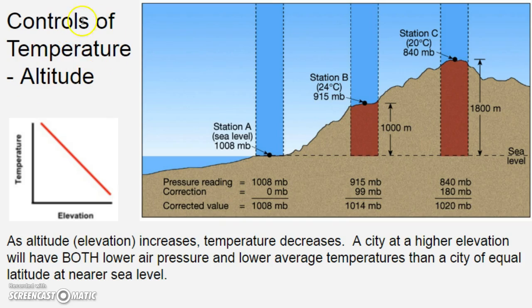So let's look at altitude or elevation. This is one of the controls of temperature. As altitude increases, the temperature decreases. A city at a higher elevation will have both lower air pressure and a lower average temperature than a city of equal latitude near sea level. As I rise in the air, just like we know from our troposphere, it gets cooler, so cities at elevation are going to be cooler. This is showing you not only pressure in millibars, but our temperature in degrees Celsius. Temperature is directly related to elevation: as altitude increases, the temperature decreases. So altitude and temperature are inversely related.